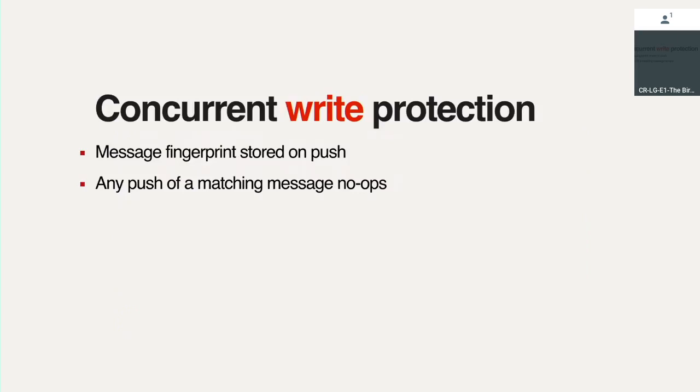We also have a notion of concurrent write protection, which lets us be a little bit lazy about how the messages work. So we store a message fingerprint, like a CRC of the message, on push. And if another message that looks exactly the same gets pushed later, we just ignore it. Bear in mind that these messages get destroyed at the point when they're successfully read. So if we do ever need to push a message that does look exactly the same, we can do that.